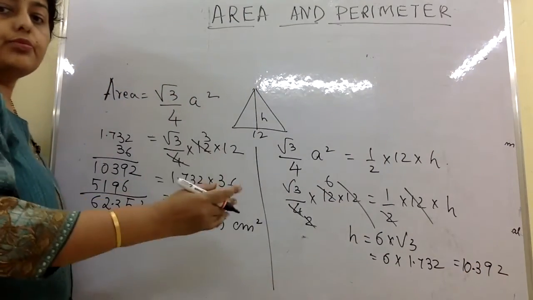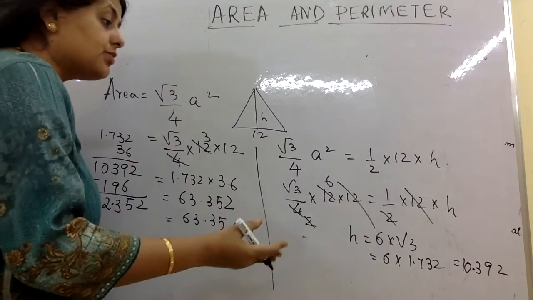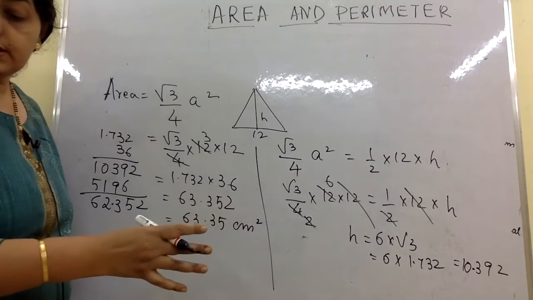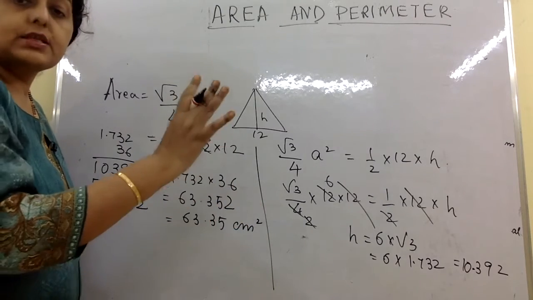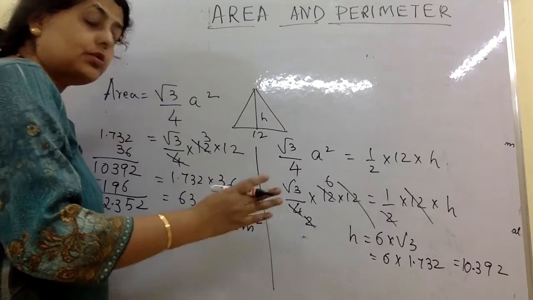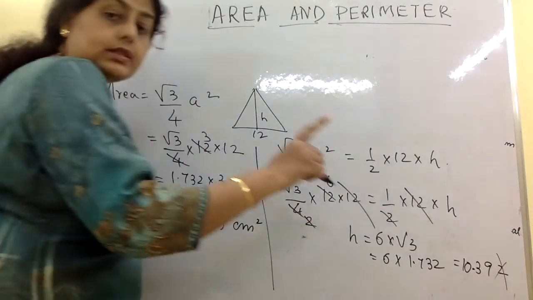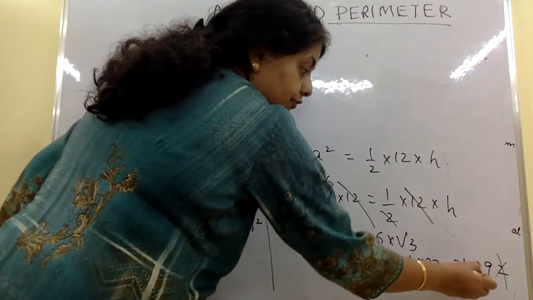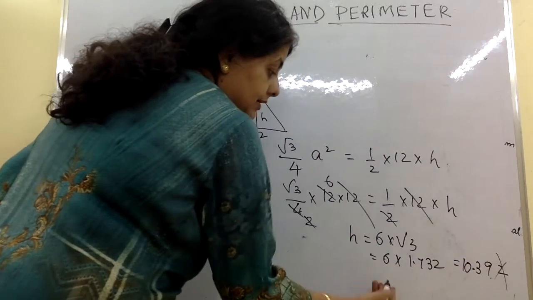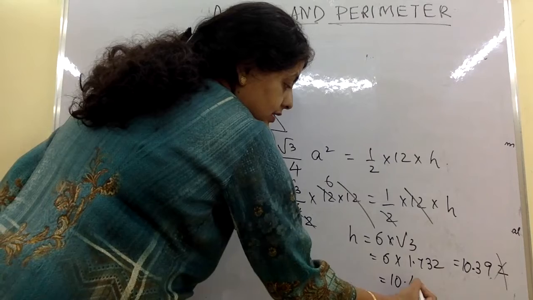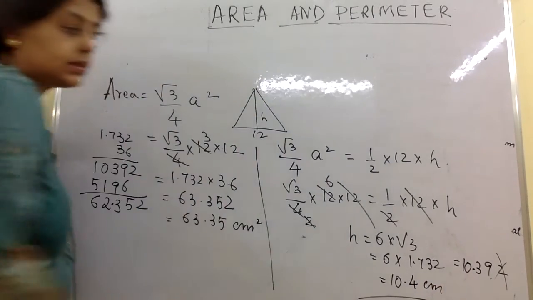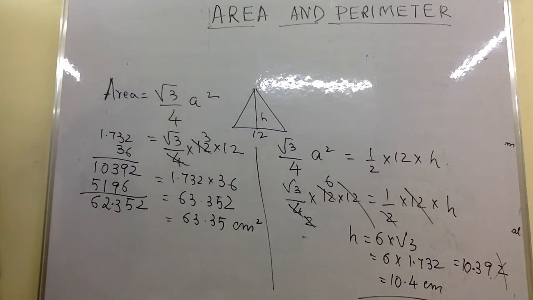That comes to 10.392. But in the question they said correct to 1 decimal place. So we have to keep on rounding it off till it comes to 1 decimal place. This is out because it is less than 5. This one is more than 5, so 1 will be added here. So my final answer is 10.4 centimeters, corrected to 1 decimal place, okay?